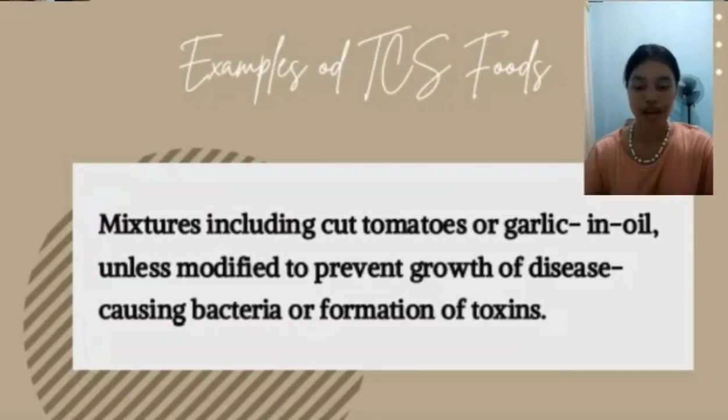Lastly, number 4. Mixtures including cut tomatoes or garlic in oil, unless modified to prevent growth of disease-causing bacteria or formation of toxins. Garlic in oil, how did it end up on the TCS food list? Any questions? It ended up on the TCS food list because when you peel, mince, or roast garlic cloves and add them to oil, the mixture has the potential to create a breeding ground for bacteria that causes botulism.